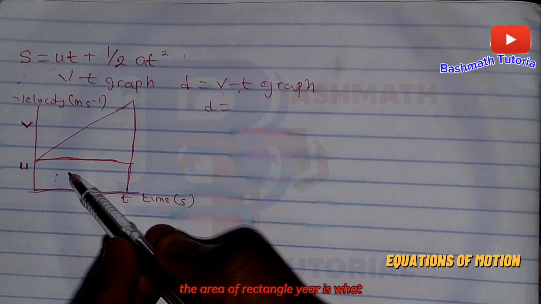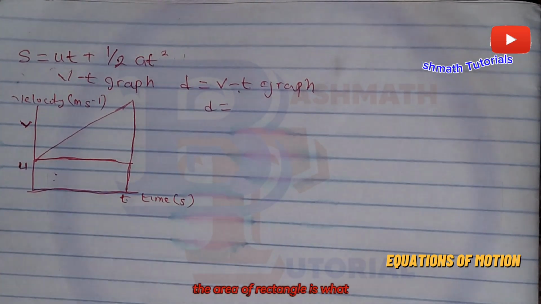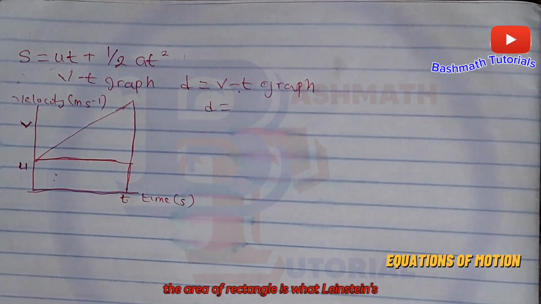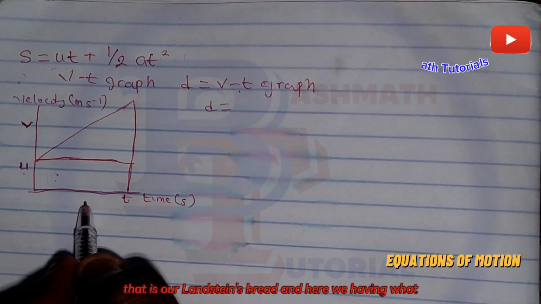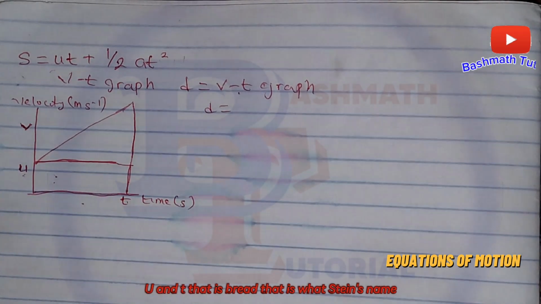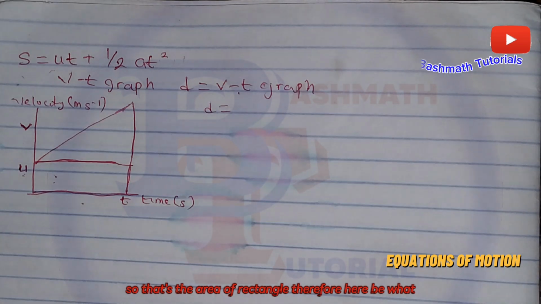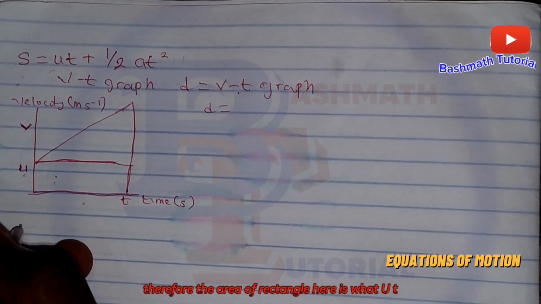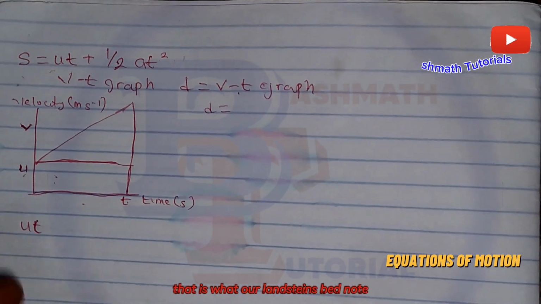The area of a rectangle is length times breadth, and here we have u and t, that is breadth times length. So that's the area of a rectangle. Therefore, the area of the rectangle here will be ut, that is, our length times breadth.